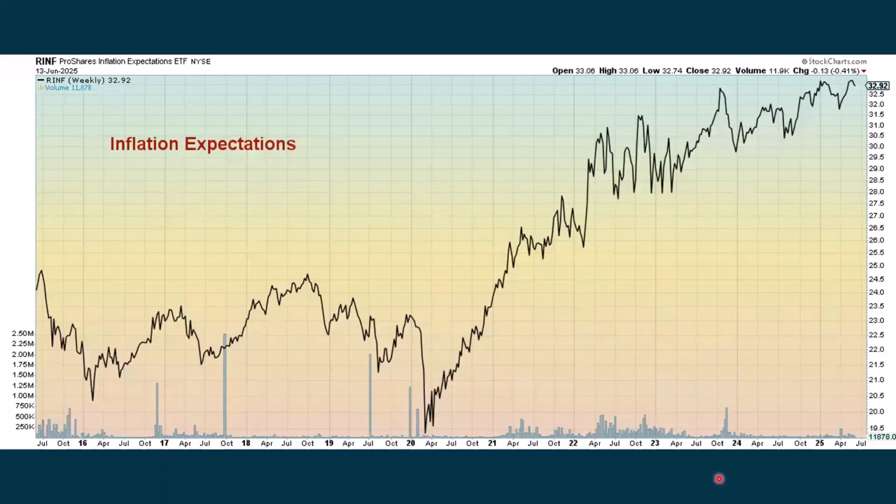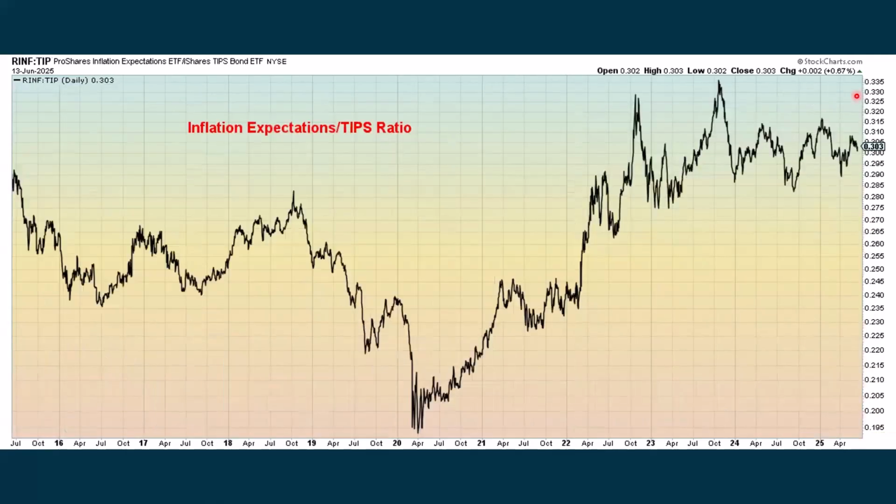Then these are inflation expectations, a weekly chart, where actually, according to this chart, we've been coming down after spending a lot of 2025 going up. It's actually starting to decrease a little bit. So this is a bit of a contradiction to what we've been seeing with the commodities.